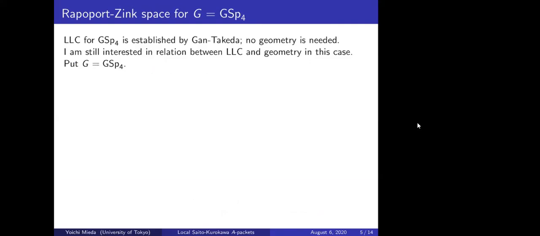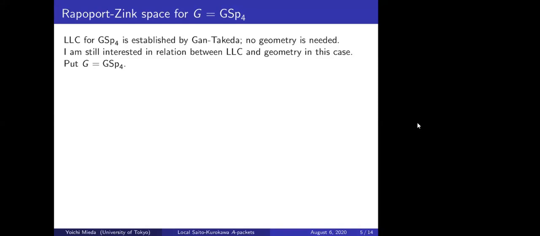So in this talk, I'd like to extend this theorem to the GSp4 case. In the GSp4 case, the local Langlands correspondence is already established by Gan and Takeda. They proved it by using automorphic or representation-theoretic methods, and no geometry is needed. They reduced the local Langlands correspondence for GSp4 to the local Langlands correspondence for GL2 and GL4. But I'm still interested in the relation between the local Langlands correspondence and the geometry in the GSp4 case. So from now on, I will write G for GSp4 for simplicity.